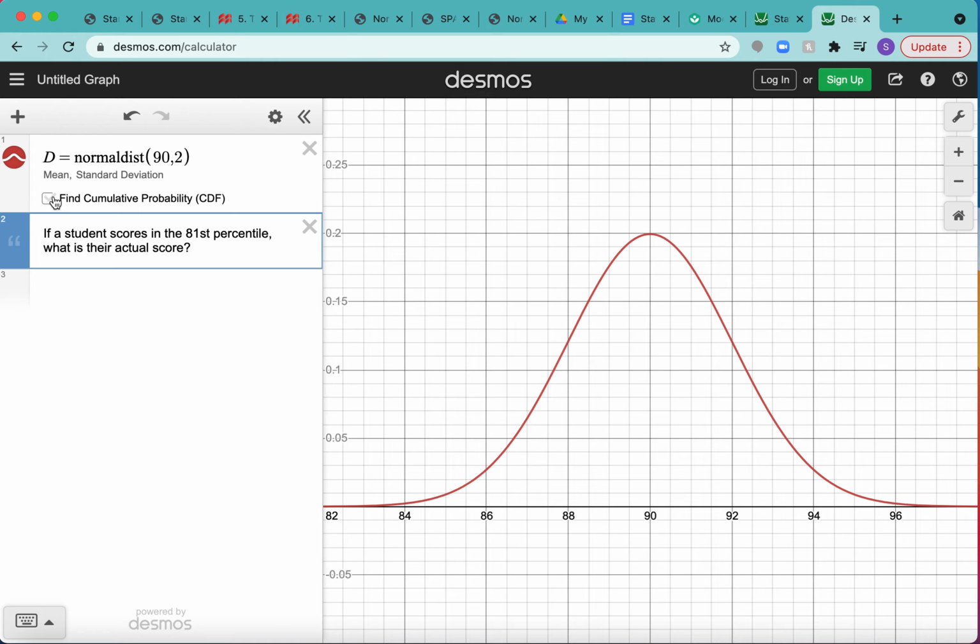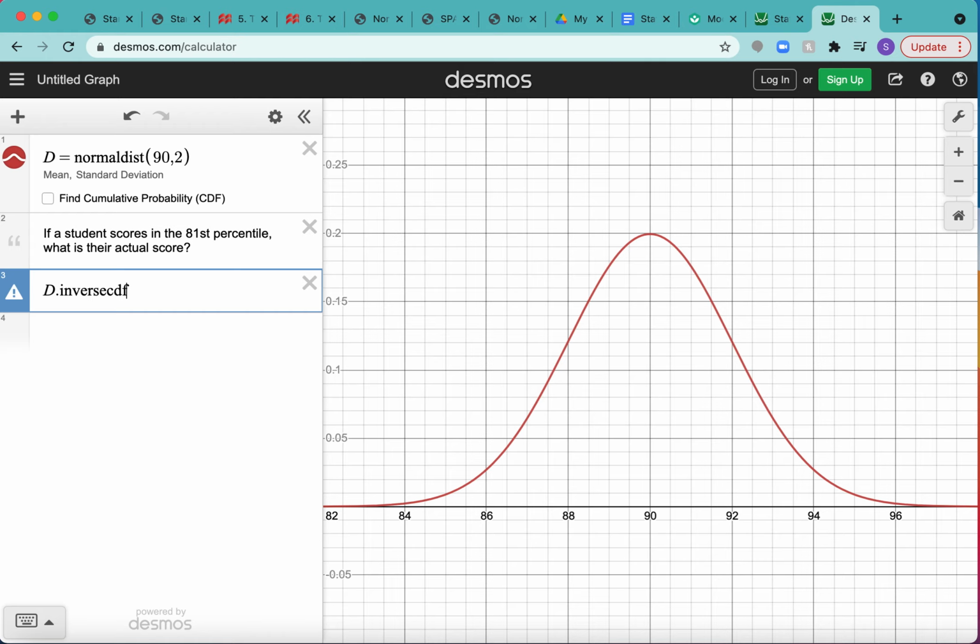Instead, we're saying, I know the percentage. I know that 81% of the people did worse than this student, but I don't know the actual score. And so what we're going to do is the following steps. We're going to do D, because we're using that distribution. If you called it something else, you would just use whatever you called it, dot, and then we're going to do inverse CDF, which looks italicized until you finally type this whole thing out. So if you mistype any of the letters, it's going to get messed up.